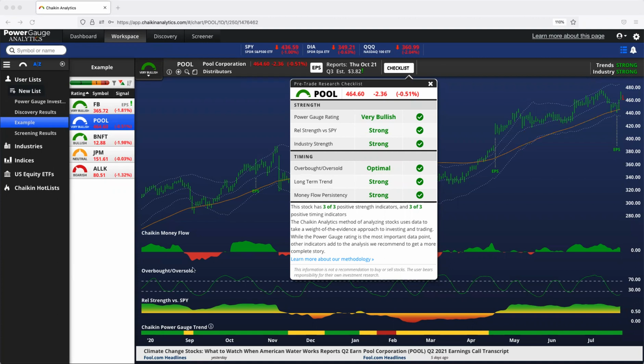Folks, that's where overbought, oversold comes in. This is our short-term timing oscillator. It's not an RSI. Overbought, oversold tells us whether or not a stock is likely at a short-term low or short-term high within its prevailing trend. So we look at Pool and we say, it's in an uptrend, right? Good. Now, within that uptrend, are we at a short-term low or a short-term high price point?